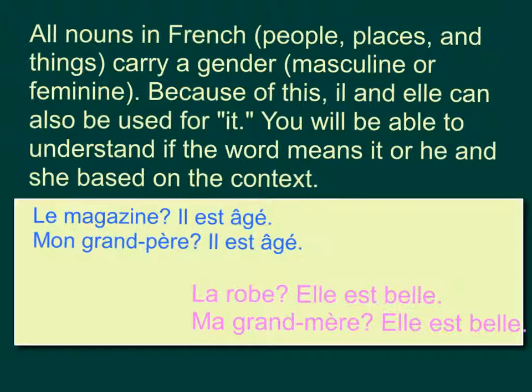Okay, and just like in the feminine as well, if we're talking about the dress, la robe, okay, the word for dress, la robe, is feminine in French, and so we can say, elle est belle, it is beautiful. Elle doesn't mean she here because it's referring to the dress. It is beautiful. But elle can refer to a person, ma grand-mère, elle est belle, okay? Here it means she because we're talking about a person. Ma grand-mère, elle est belle.